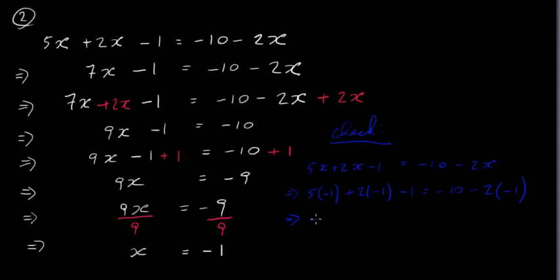Plus times minus, minus 5 times 1, 5. Plus times minus, minus 2 times 1, 2. Minus 1 here. Minus 10. Minus times minus, plus 2 times 1, 2. So we end up with minus 5 minus 2. That gives us minus 7. Minus 7 minus 1 is minus 8. So on the right hand side, minus 10 plus 2 is also minus 8. So that's correct. Minus 8 is equal to minus 8. So x is equal to minus 1.